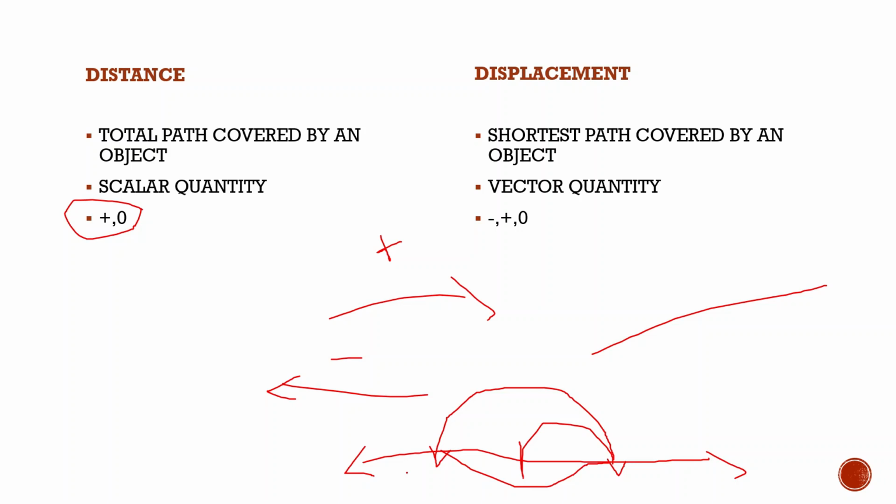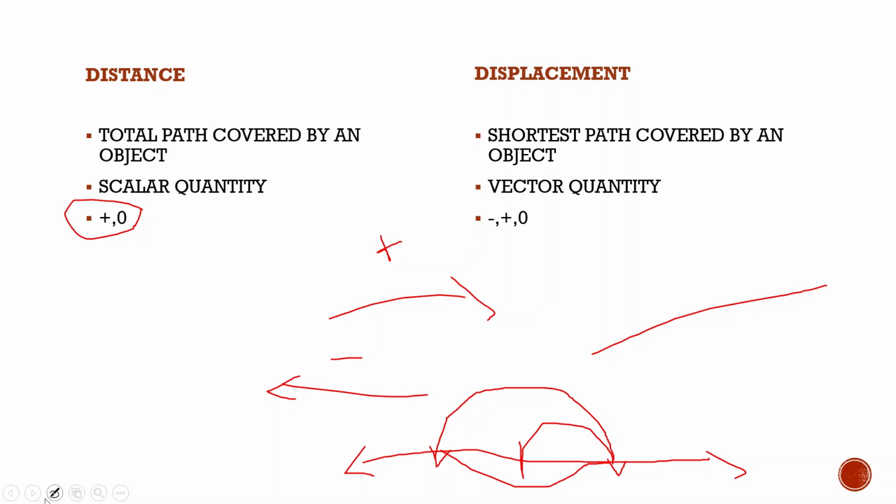Considering distance, it is only positive or zero. Zero in both cases, distance and displacement, when the object is at rest. But in distance, when the object is in motion, it is only positive. Whereas displacement can be positive, and negative also. Okay, so these are the three important points.